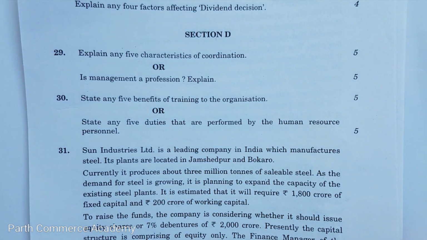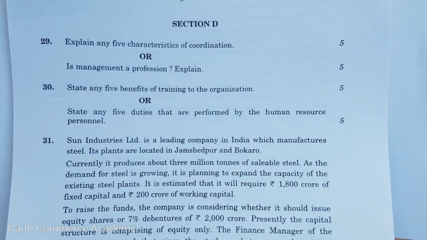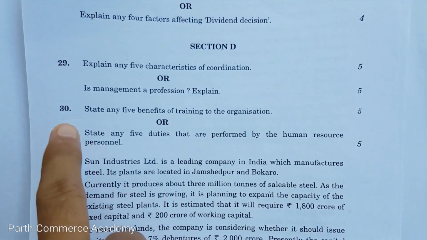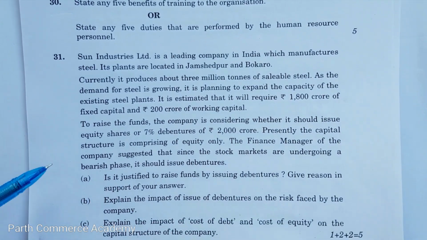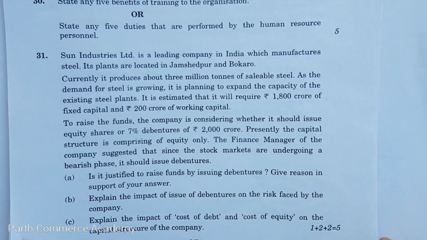Now we are moving to section D. It is a 5-mark question. Here you can see questions 29 and 30 are direct questions, and question 31 is a case study that we are going to read.